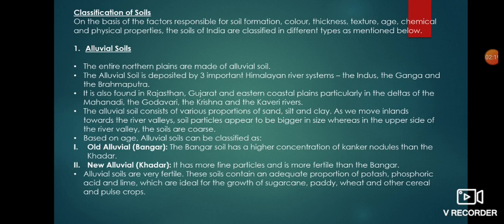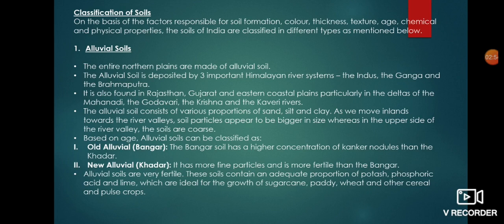The alluvial soil consists of various proportions of sand, silt and clay. As we move inland towards the river valleys, the soil particles appear to be bigger in size, whereas in the upper side of the river valley, the soils are coarse. Depending on the age factor, we can divide the alluvial soil into two categories, old alluvial soil and new alluvial soil. The old alluvial soil is called Bhangar and the new alluvial soil is called Khadar.